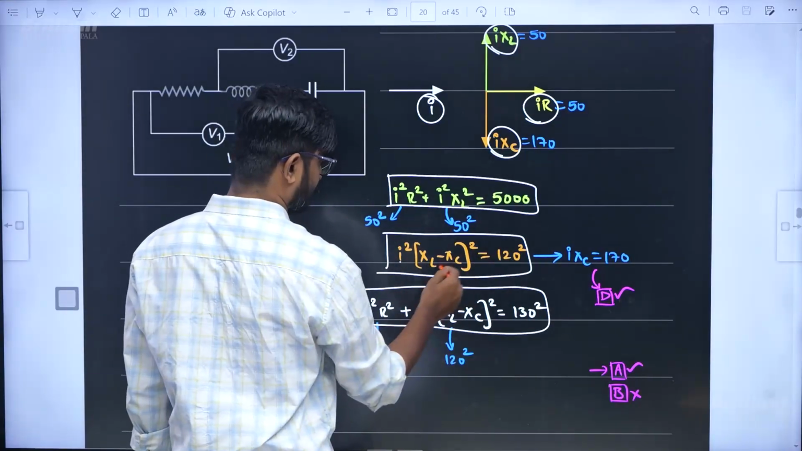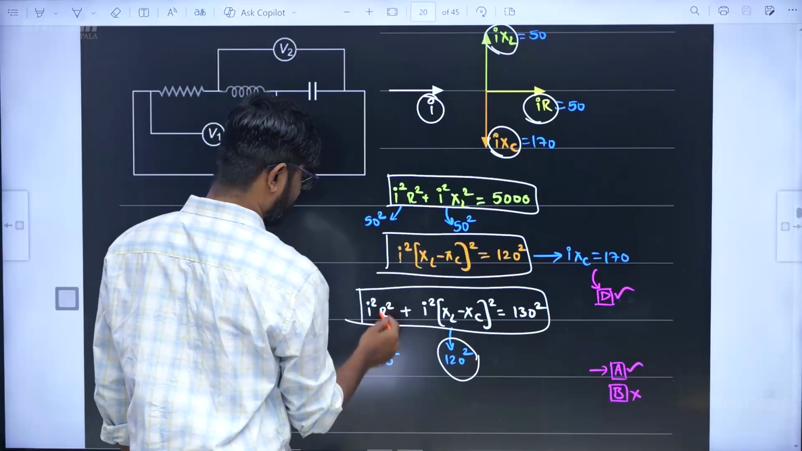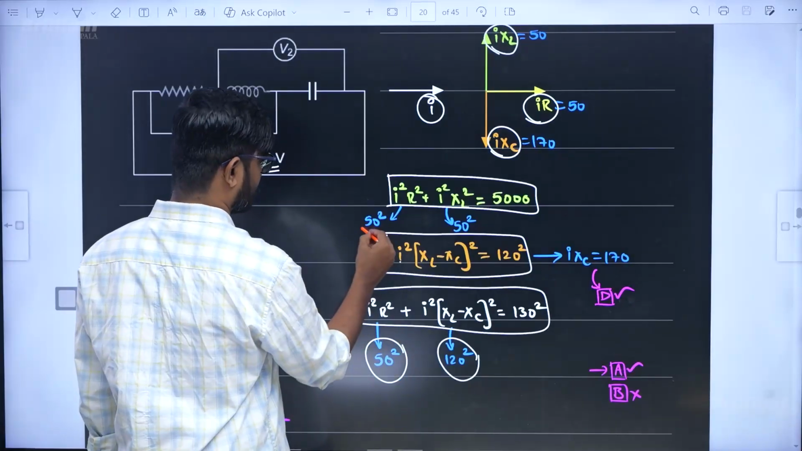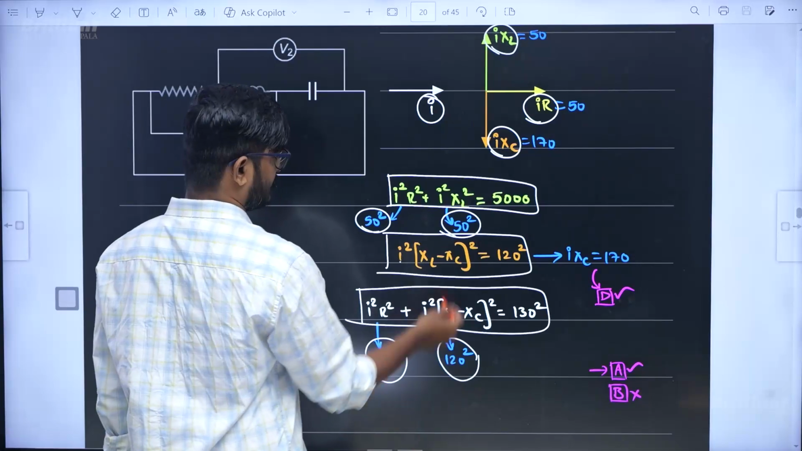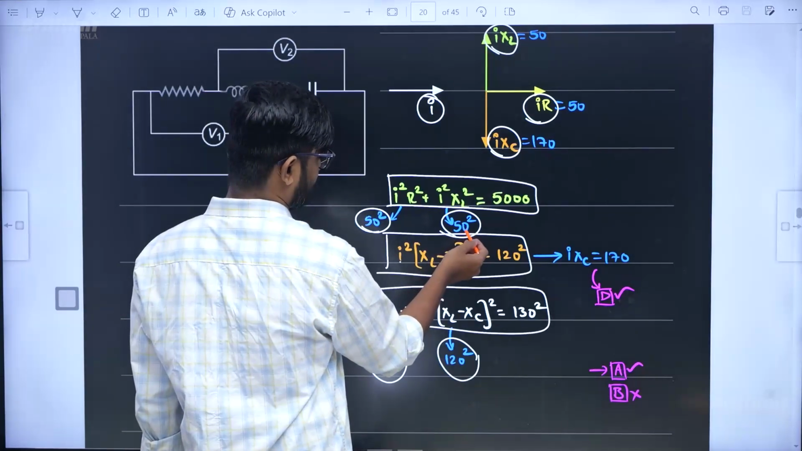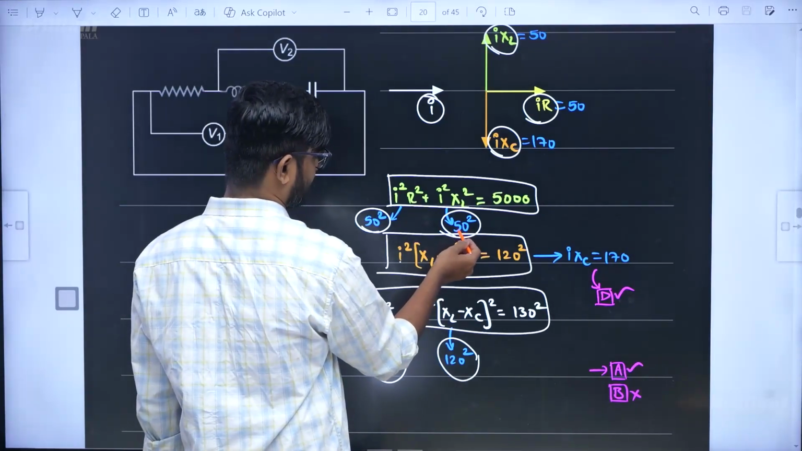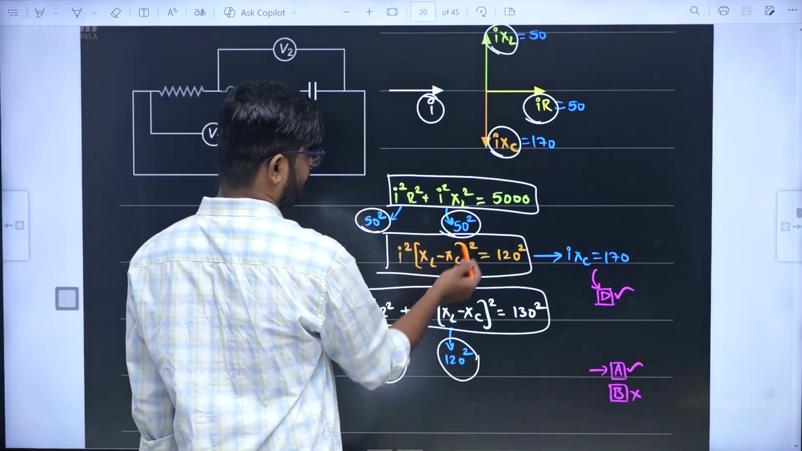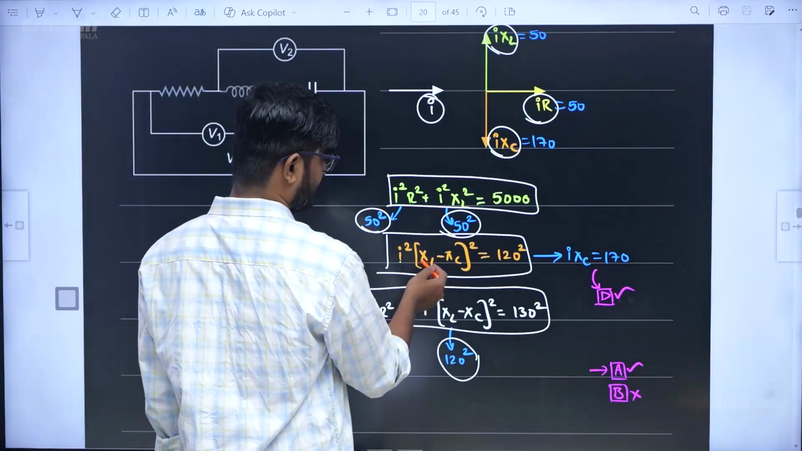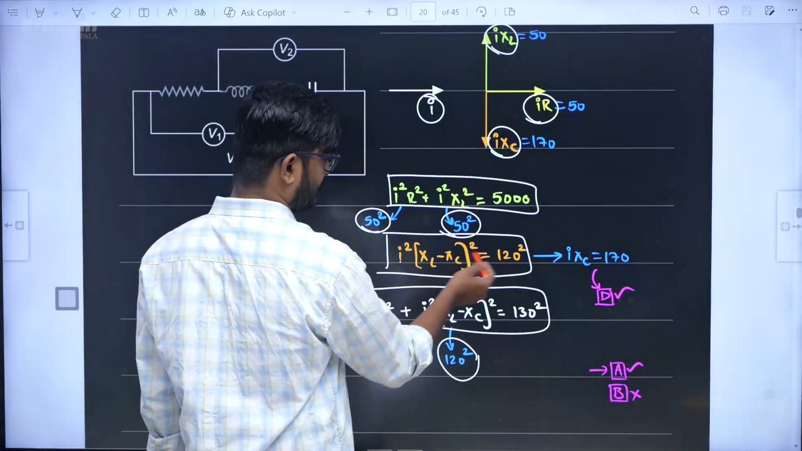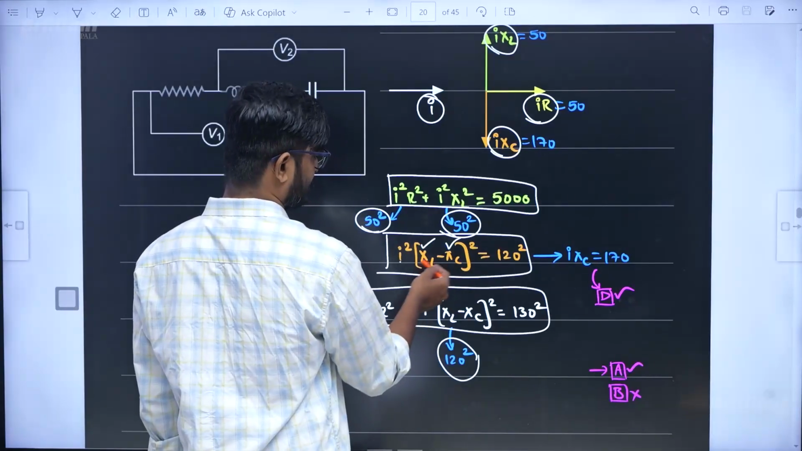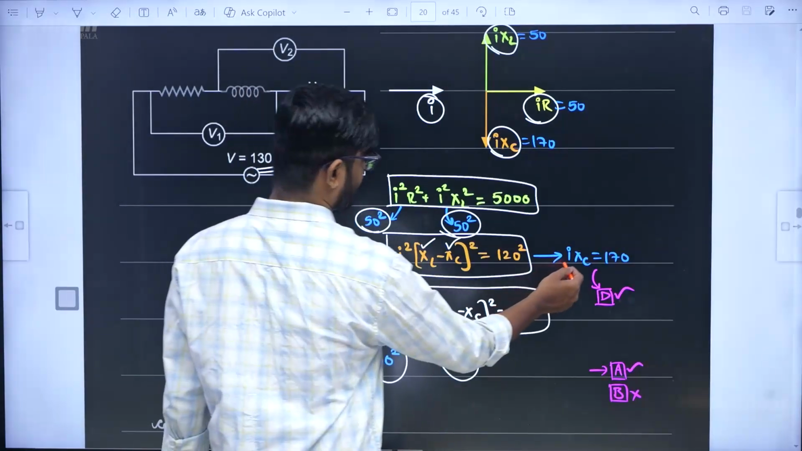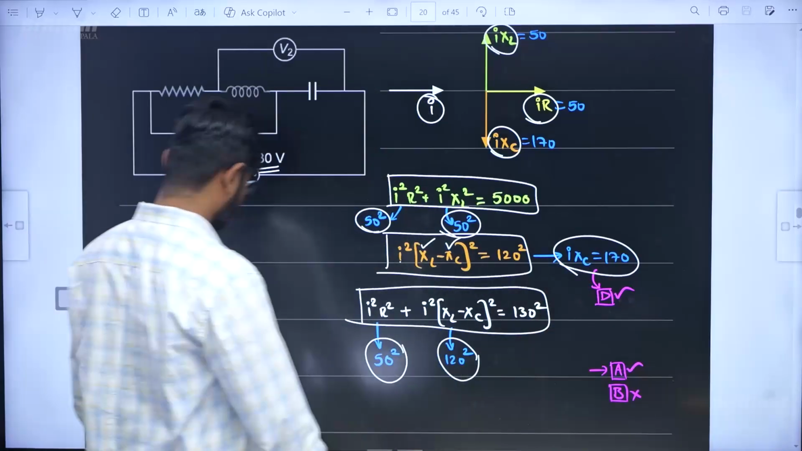This value is 120 square. When I substitute it here, I will be getting this value is 50 square. If I substitute this, then I will be getting this is 50 square. Now if I understand this, I into XL is 50, but this is going to be 120. So the meaning is XC is greater than XL. From there you will be getting I into XC is 170.